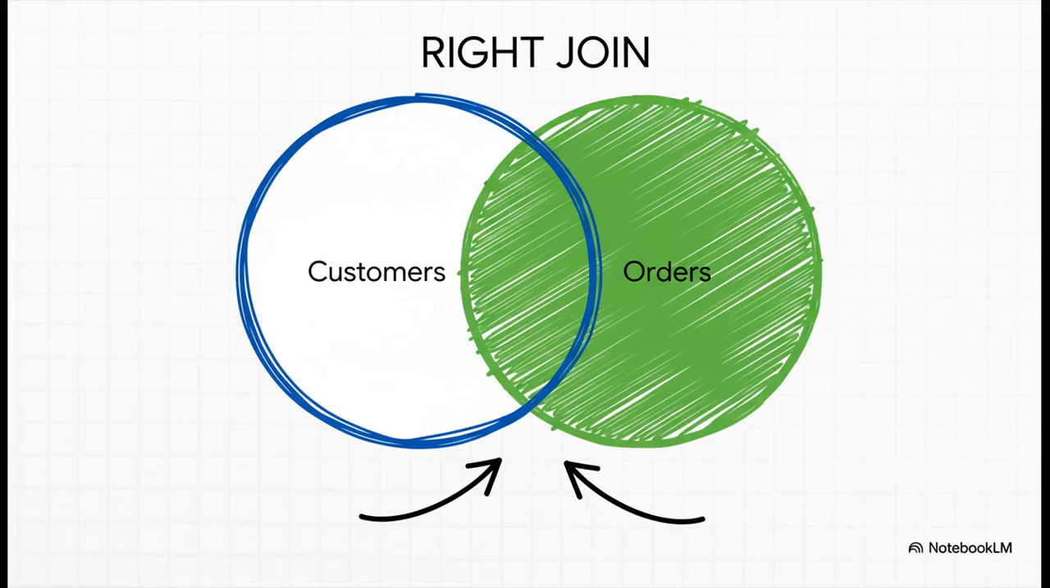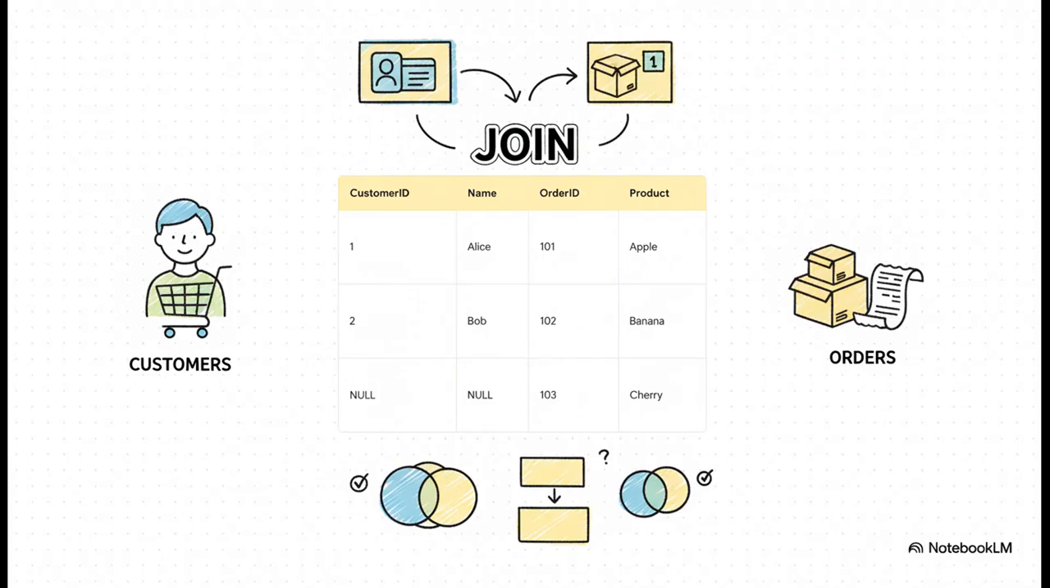So as you might have guessed, a right join is pretty much the exact opposite. It says, okay, this time, give me absolutely everything from the table on the right, our orders table, and then just pull in any matching customer info you can find from the left. And check out this result. Now we're seeing every single order, and that includes that weird cherry order. Since it doesn't have a matching customer in our customer table, the fields for name and customer ID are null. This is the perfect tool for spotting data entry mistakes, or what we call orphaned records.